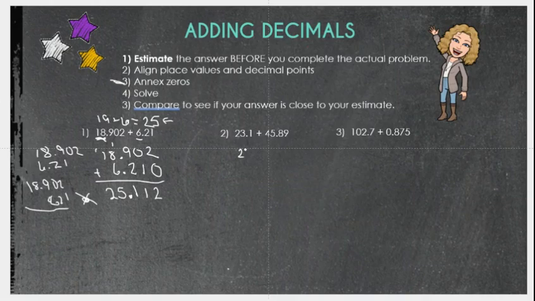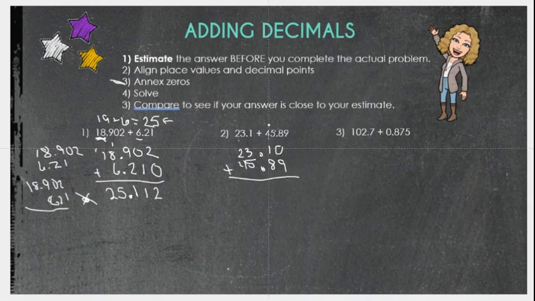We'll just look at a couple others here. 23. So there's a 2 in the tens place and a 4 in the tens place. So the 4 should be under the 2. There's a 3 in the ones and a 5 in the ones. And then the decimal points automatically line up. I have a 1 in the tenths and an 8 in the tenths, a nothing in the hundredths, and a 9 in the hundredths. And then I did not estimate first.